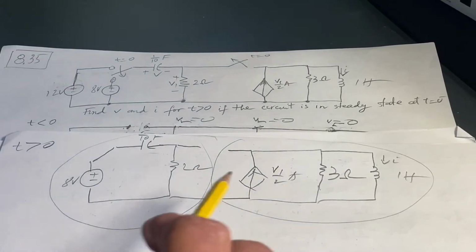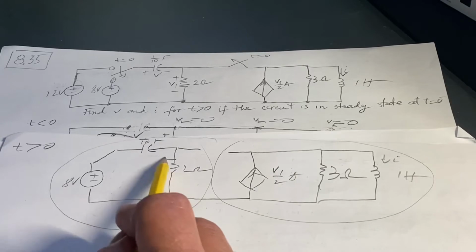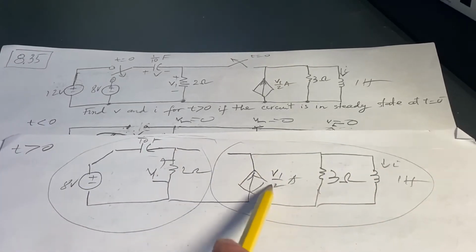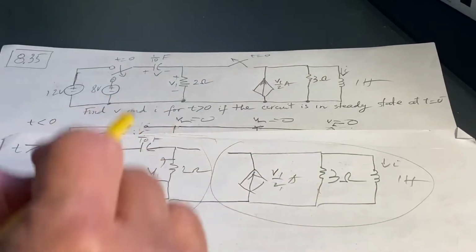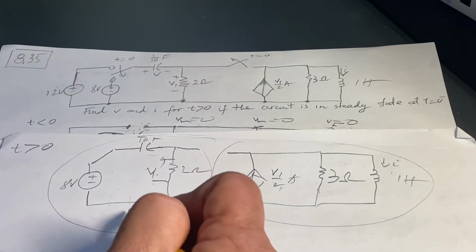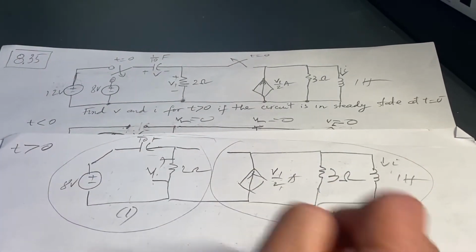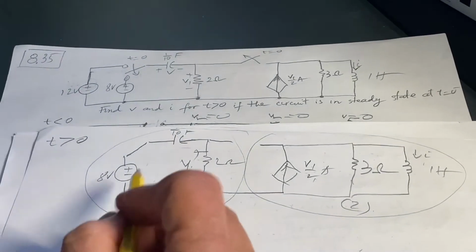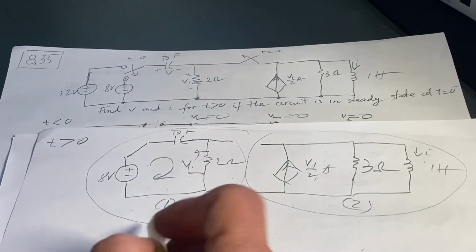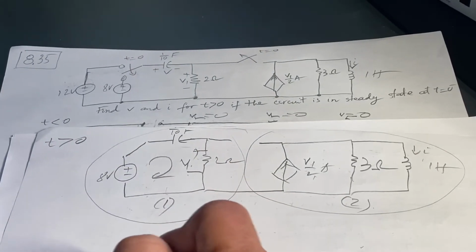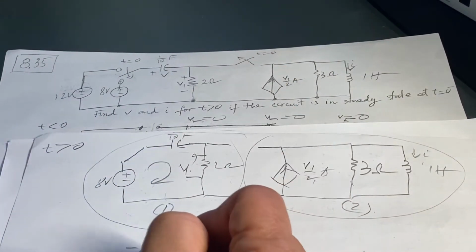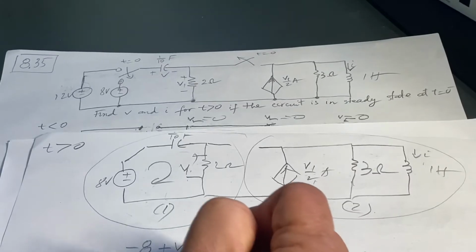So look at this one. Because this right here is V1, this source right here is the dependent source, V1 over 2. So we have to find V1 to find the current I right here. I call this the first circuit, and this is the second circuit. Check the first circuit. I write the voltage equation right here for this loop. So I got negative 8 plus V plus V1 equal 0.